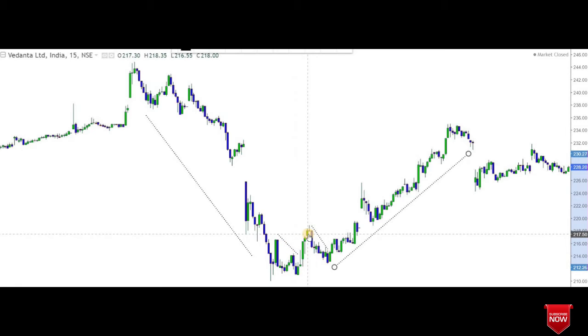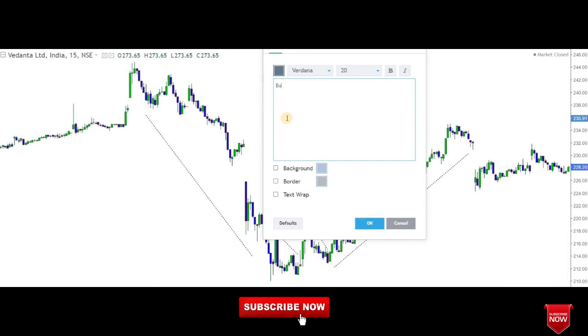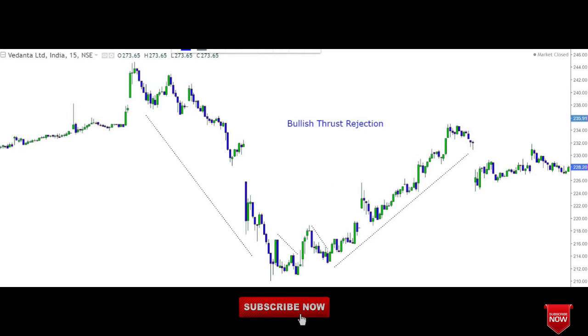Once the retest ended up becoming successful, once the buyers started to step in after the retest, the prices changed direction and the market quickly reversed to the upside. So this is a good example of a bullish thrust rejection pattern. Right, so let us write it down. This is a bullish thrust rejection pattern. Okay, so we have seen a bullish thrust rejection on the 15-minute chart of Vedanta. Now let us look at the bearish thrust rejection pattern, some actual examples of bearish thrust rejection.